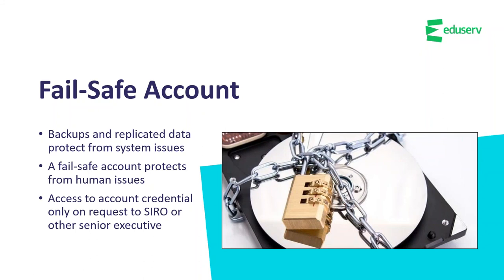Essentially, within a cloud service, you would back up your data to another location, much as you would with an on-premise solution. So in the on-premise world, you might move tapes or disks or have disks in an alternate location. In the public cloud, you would replicate or back up data to a facility that you know to be in a different data center. And that protects from system issues.